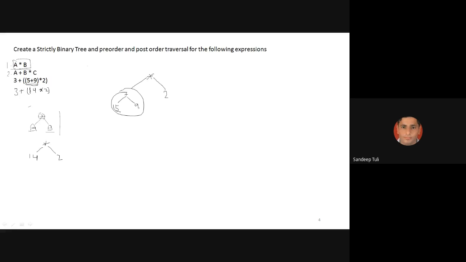You need to take care of this thing also. 5 should be the left child and 9 should be the right child. It should not happen that 9 and 5 get replaced with each other. Okay. Is it okay now?